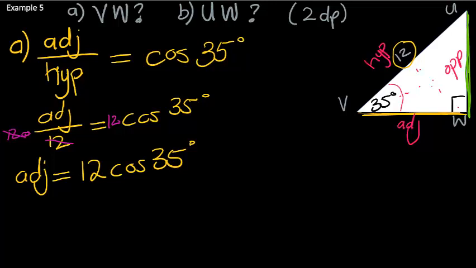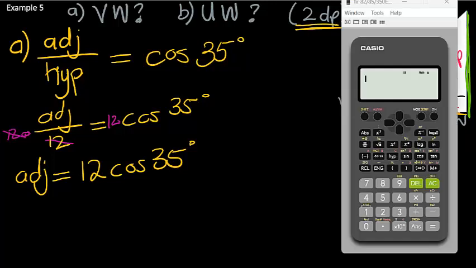At this point, we are going to use our calculator to solve this question. So most of you have this calculator. If you don't have the exact same Casio, it's okay. The steps will be more or less the same. In order to get the answer, we are going to input the values exactly the way we wrote it down, right? So we are saying 12 cos 35.